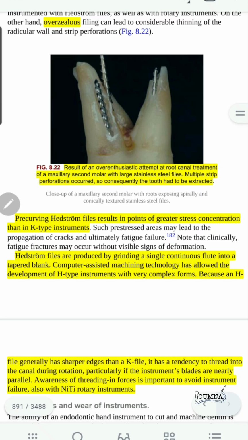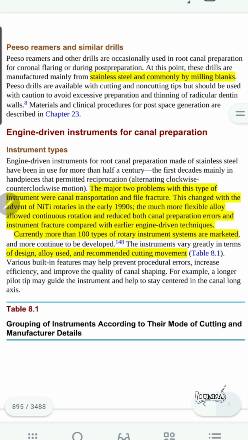In the 1990s, which means after 90 years of the development of the K files, nickel titanium was introduced to dentistry. Before that, normal stainless steel files were engine driven and used inside the canal, but it had two problems: the instruments caused canal transportation and file fracture.